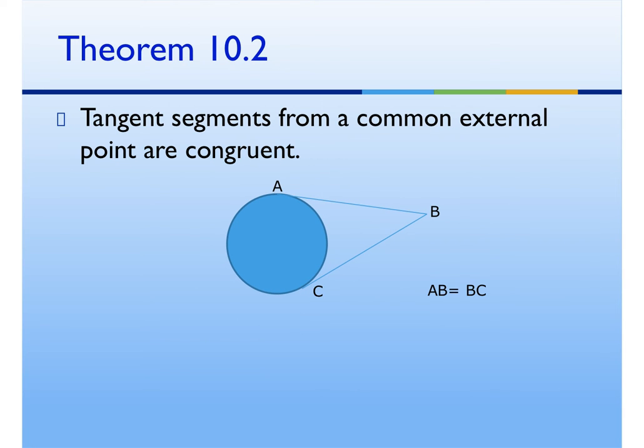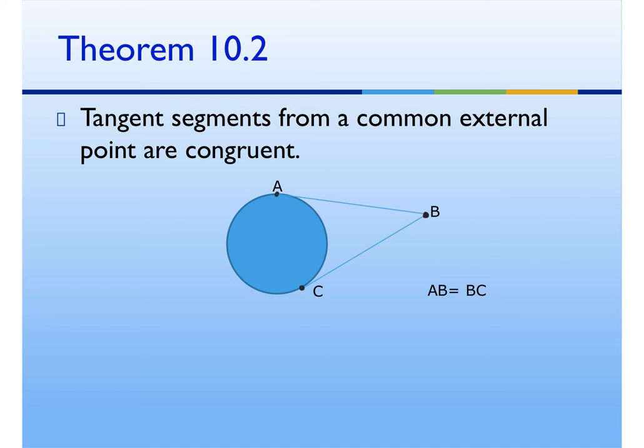So let's go back. Theorem 10.2 just says that tangent segments from a common external point are congruent. That means B is our common external point. If you drew a tangent line to one side of the circle and a tangent line to the other side, in other words, a line to A and a line to C, the distances between A and B and C and B are going to be the same. So any two tangents that meet at a point outside the circle, the distance from that point to the point of tangency is going to be the same for both of them, okay?